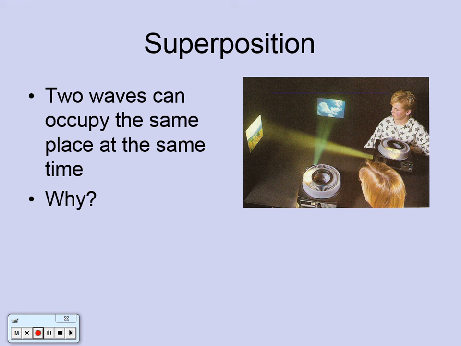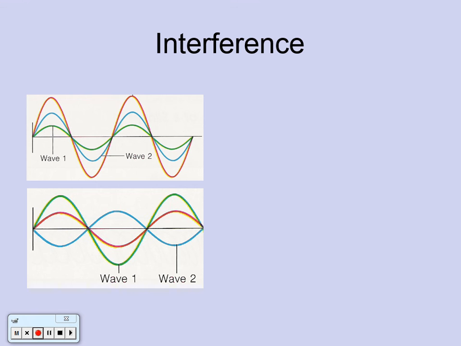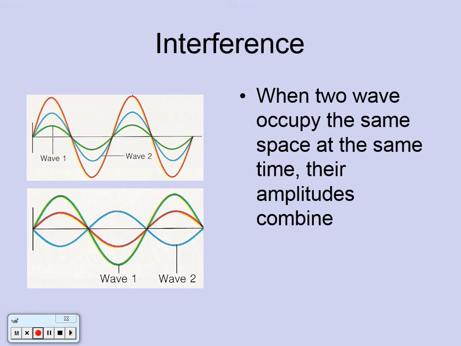Two things can happen when we have waves in the same place at the same time. Waves are energy, not matter, so we have two kinds of energy in the same place at the same time. We have interference. When two waves occupy the same place at the same time, their amplitudes will combine.